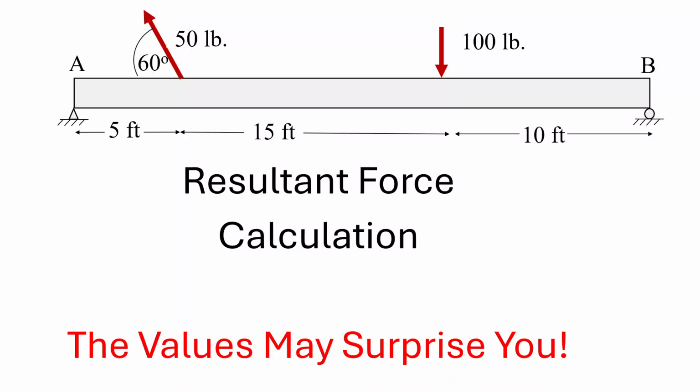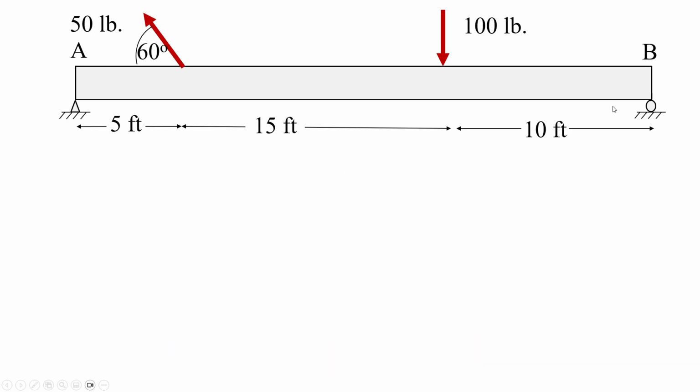I have created this problem in a way so that the resultant acts outside of the beam, which may sometimes surprise you. You might be thinking you probably had something wrong somewhere. It's not. So the location of the force may come outside of the beam. It is possible. So let's do the calculation and see what we find.